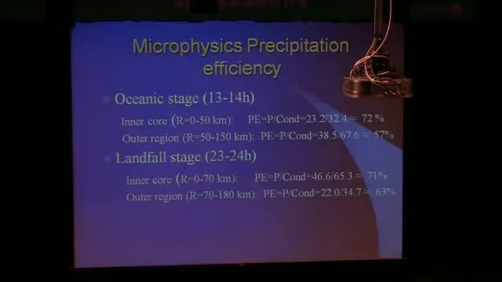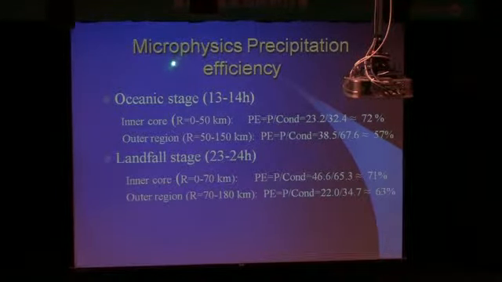So if we do some very simple back-of-the-envelope calculation in terms of the precipitation efficiency, this is what we found. During the oceanic stage, for the inner core region, we define the size of the inner core as the region between 0 to 50 kilometer radius, and define the microphysics precipitation efficiency as the volume total precipitation divided by the total condensation. Here, condensation means the total volume integral of condensation and deposition. Then the precipitation efficiency would be like 72% in the inner core.